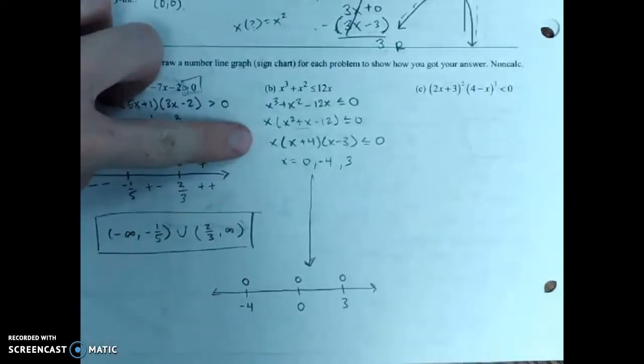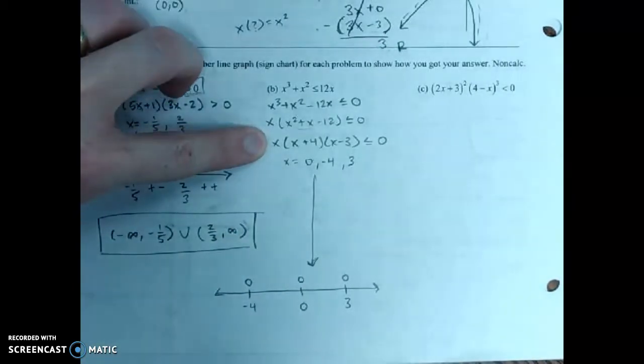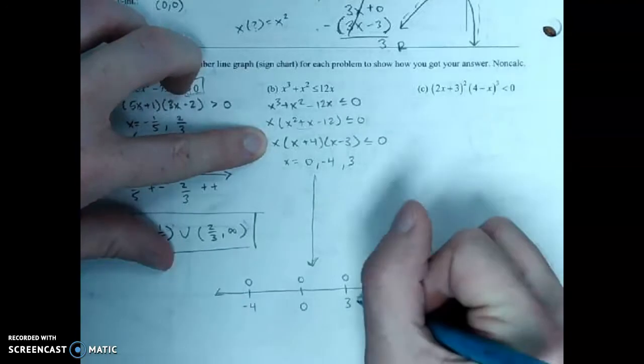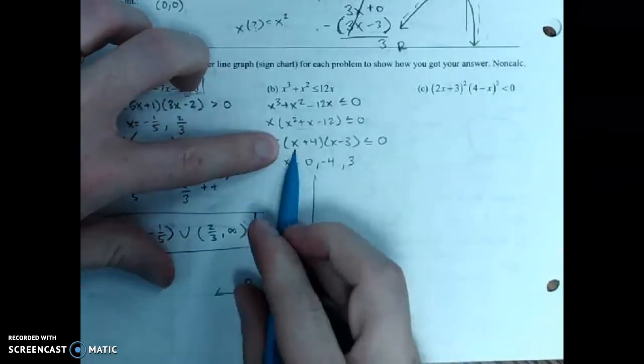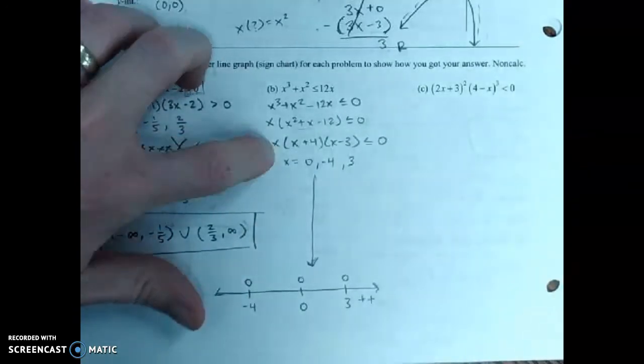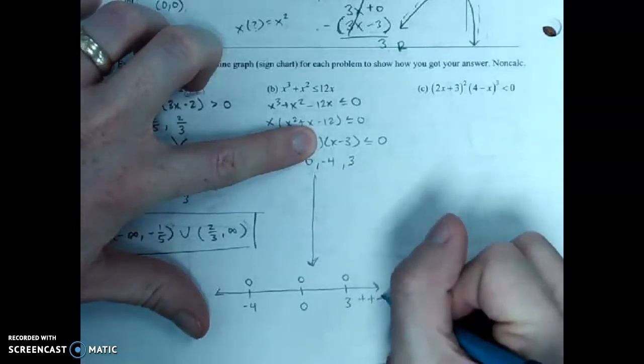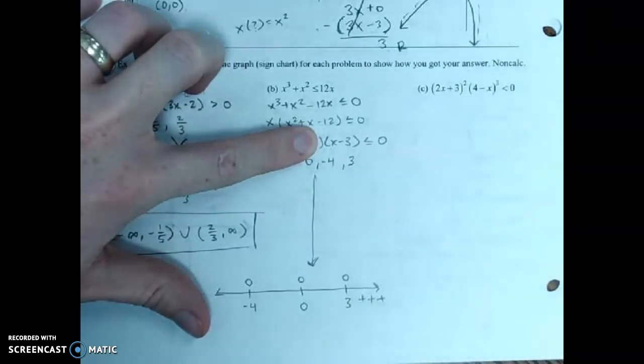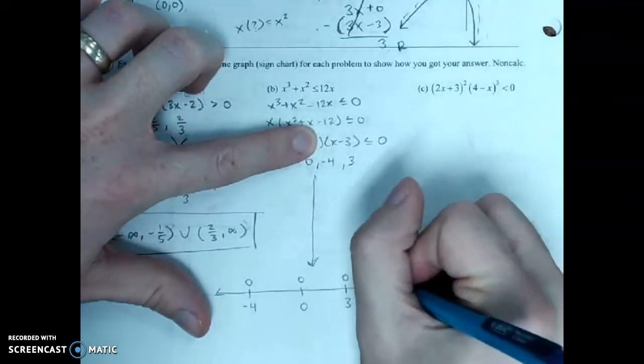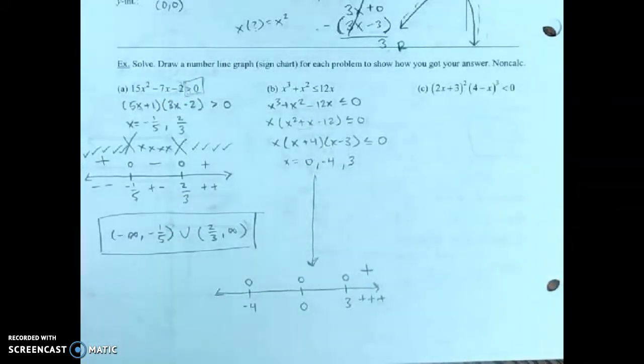So let's plug in to this factored version. Again, plugging in 4 for this interval. First chunk would be positive. 4 plus 4, that's positive. 4 minus 3, that's also positive. Right? And if all the chunks are positive, that means overall positive.